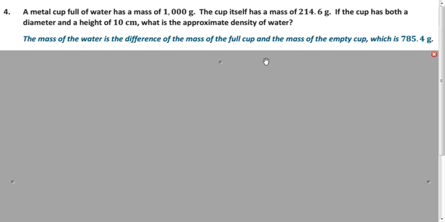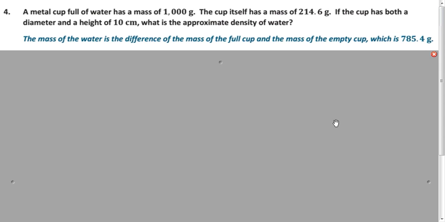Similar example, I'd like you to try to approximate the density of water by using the information that's given in the problem. So try this, and I'll show you my solution. So remember, density is mass divided by volume. So we have to figure out the mass of the water and divide it by the volume. To figure out the mass, we have the cup with water, and that's 1,000 grams, and the cup is this amount of grams. So we subtract them and figure out the mass of the water.